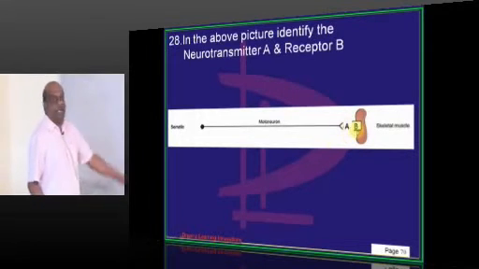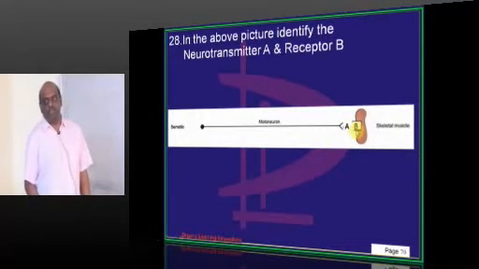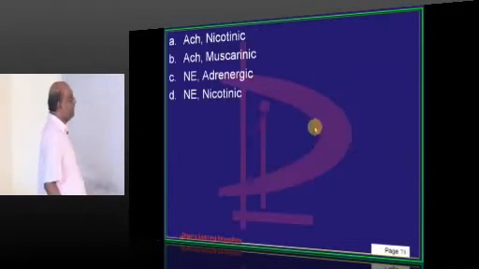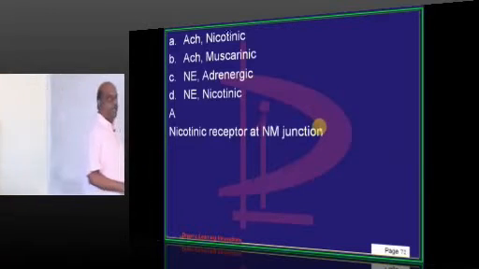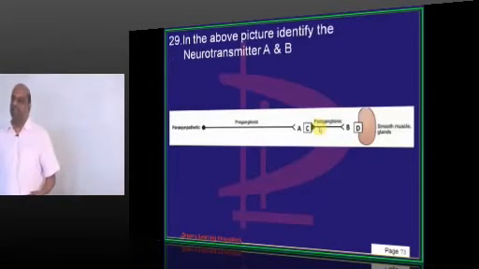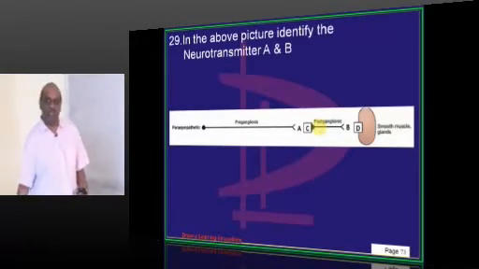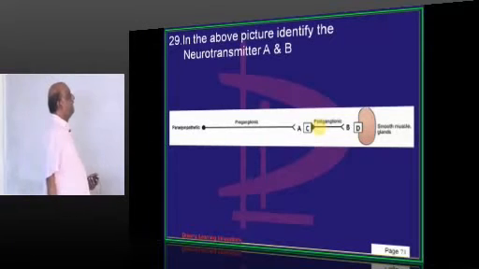Then what is this neuromuscular junction receptor? Basically what is the neurotransmitter, doctor? It is the nicotinic receptor with acetylcholine. Definitely this question will come once more, same ditto.